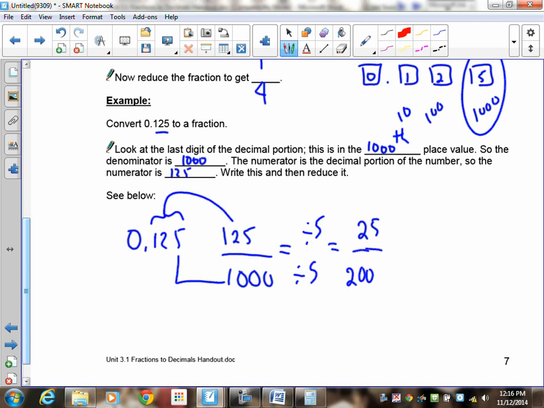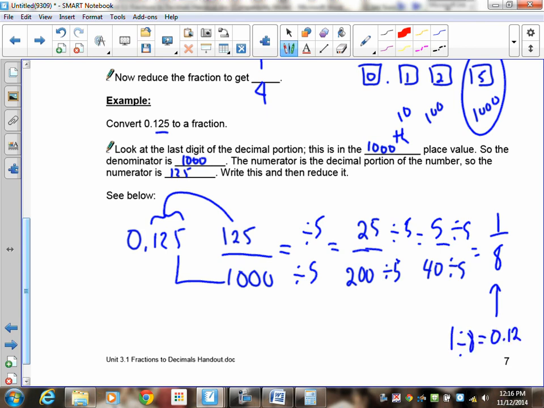And since they both end in a 5 or a 0, I can do this again. 25 divided by 5 is a 5. 200 divided by 5 is 40. Now I can still go by 5 again. 5 divided by 5 is 1. 40 divided by 5 is 8. So you get 1/8. Now if you're not sure whether you did this correctly, just do a quick check. Go 1 divided by 8. You should get 0.125. If your final reduced fraction does not give you what you started with, then you made a mistake somewhere and you have to go back and try and find it. All right?